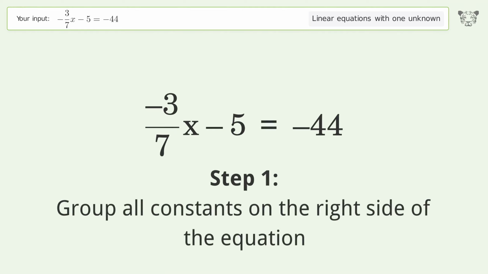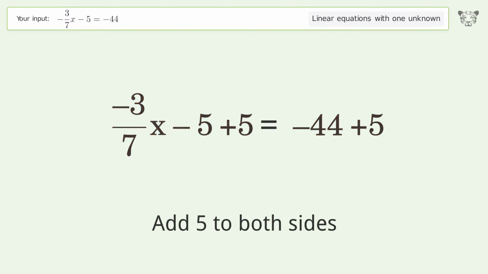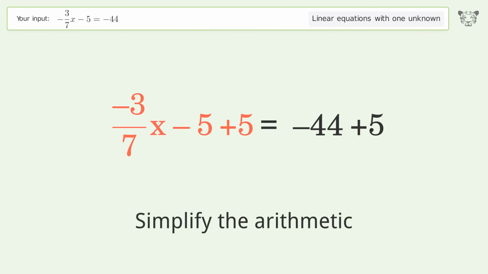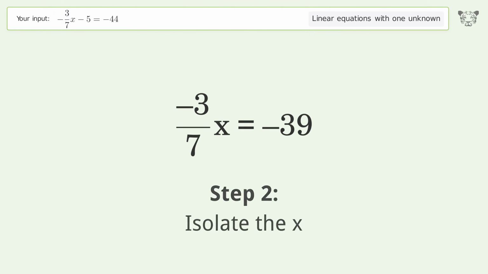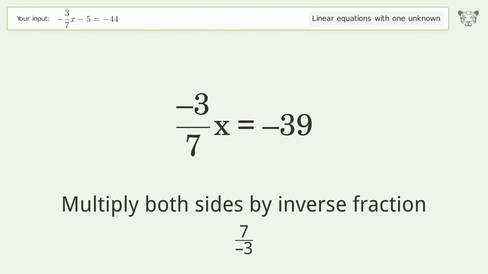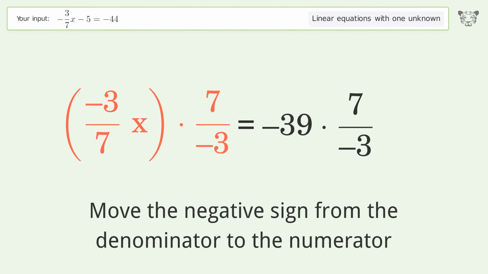Group all constants on the right side of the equation. Add 5 to both sides. Simplify the arithmetic. Isolate the x. Multiply both sides by inverse fraction 7 over -3. Move the negative sign from the denominator to the numerator.